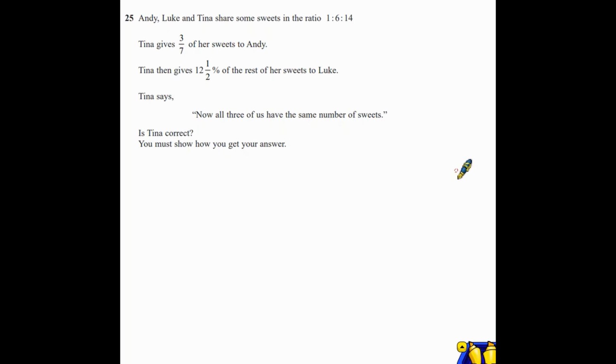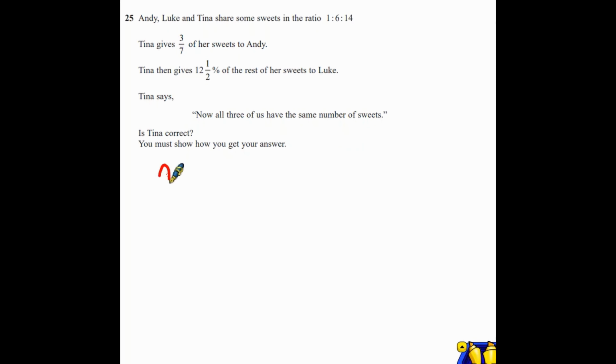Question 25 has all sorts of things on here. Andy, Luke and Tina share some sweets in the ratio 1 to 6 to 14. We've then got Tina giving 3/7 of her sweets to Andy, and then 12.5% of the rest of her sweets to Luke. And then she says, now we've all got the same number of sweets, and we've got to figure that out. So let's have a look at this.